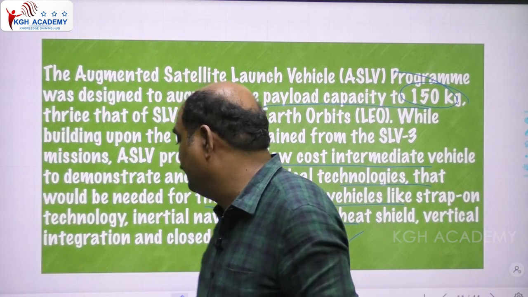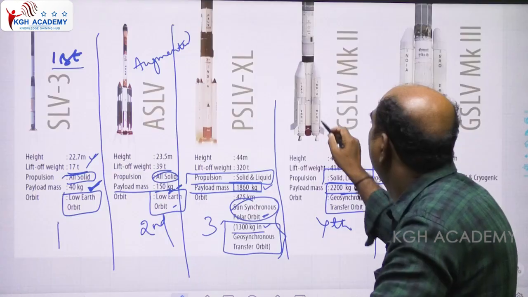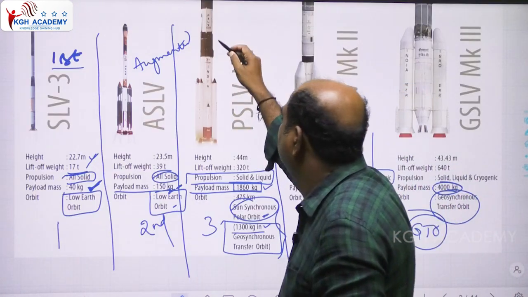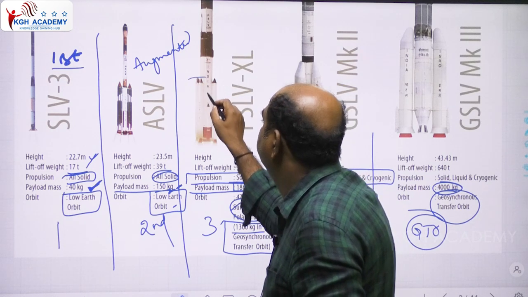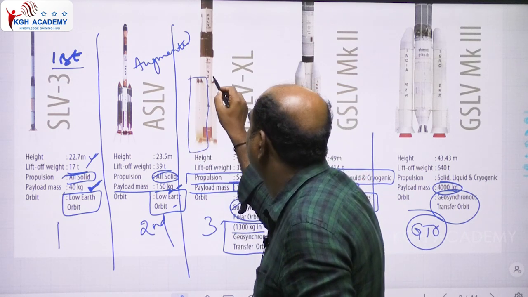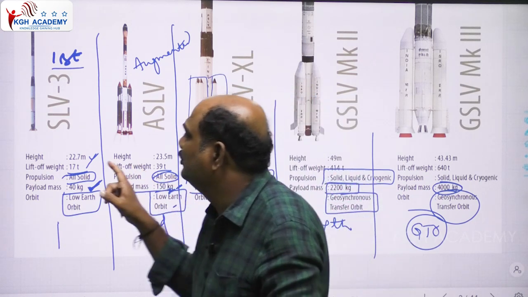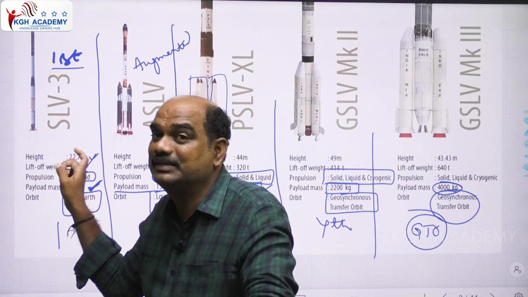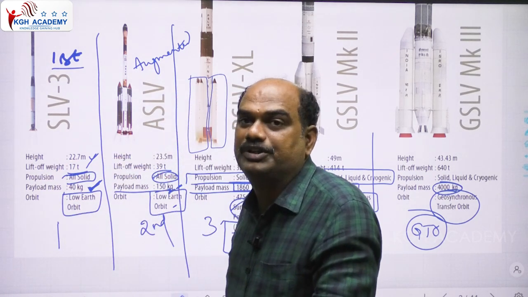If you look at the images of the launching vehicles, this is the main rocket. Can you see this now? This main rocket, these are called strap-on motors. These are called what? Strap-on motors. So if you clearly observe, SLV does not carry any strap-on motors, whereas in the case of ASLV, you can see the presence of strap-on motors.